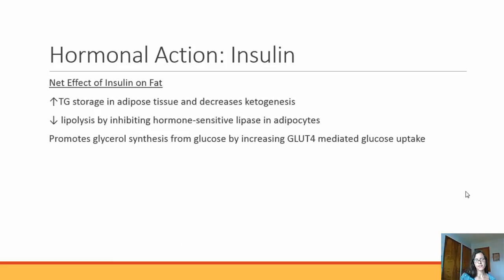Okay, so we've talked about the effect of insulin on carbohydrate and protein. Now, what about on fat? Just like any of the other macronutrients, it's going to increase storage. If I have insulin, I'm going to increase my triglyceride storage. Because I'm storing my triglycerides, I'm not needing to break them down for energy as much. Therefore, I'm not going to have the ketone bodies that are a result of fatty acid breakdown. I'm also going to decrease lipolysis by inhibiting hormone-sensitive lipase.